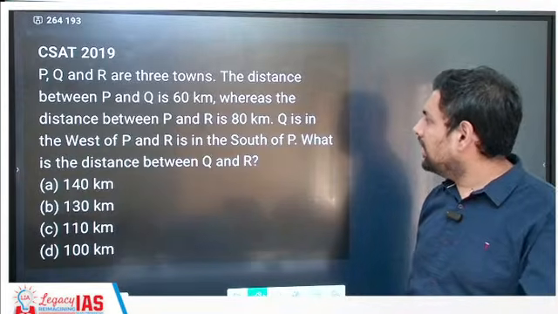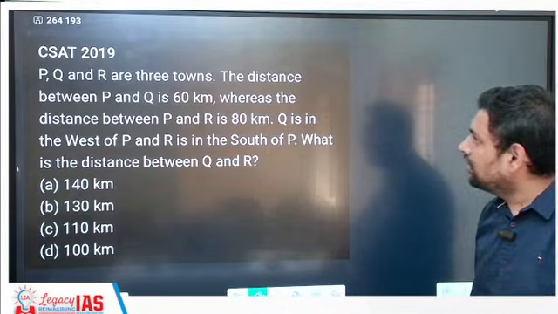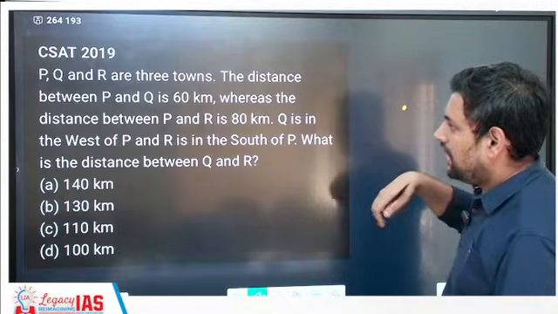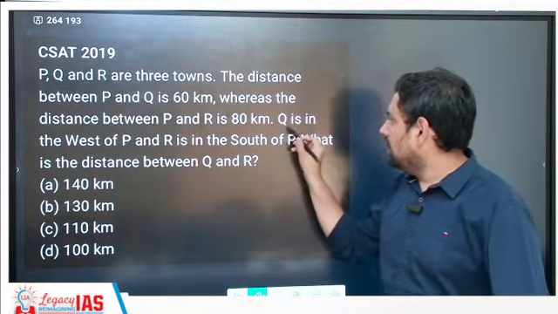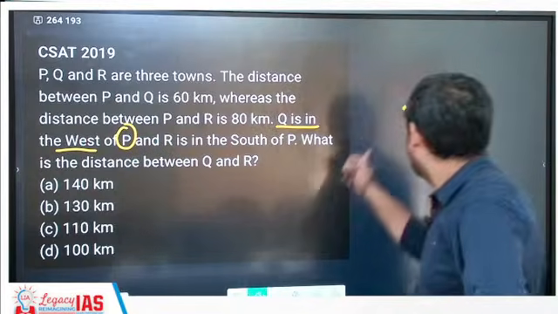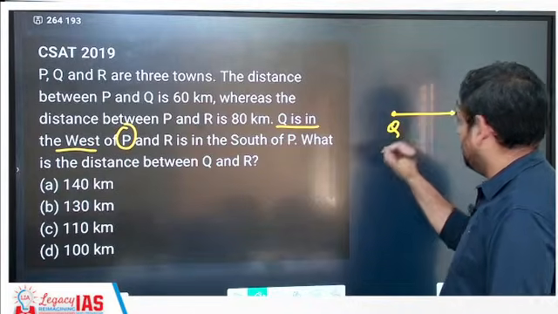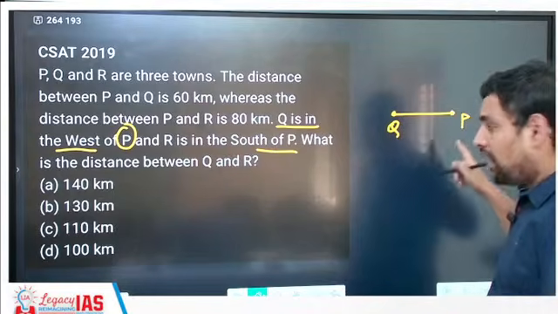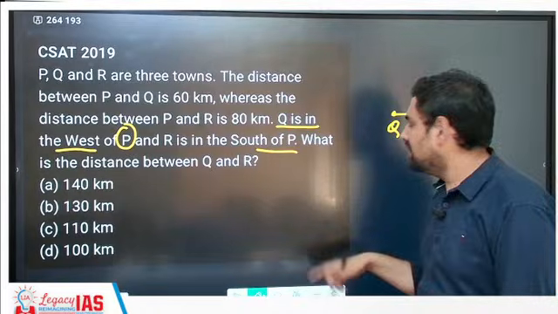PQR are 3 towns. Find it quickly. PQ is 60 kilometer, whereas PR is 80 kilometer. Right now I don't know their locations, so I'll wait. Then Q is in the west of P. So what will you draw first? First I will draw P. Q is where? To the west of P. This is Q. Then R is in the south of P. So south of P is this. Here is R.